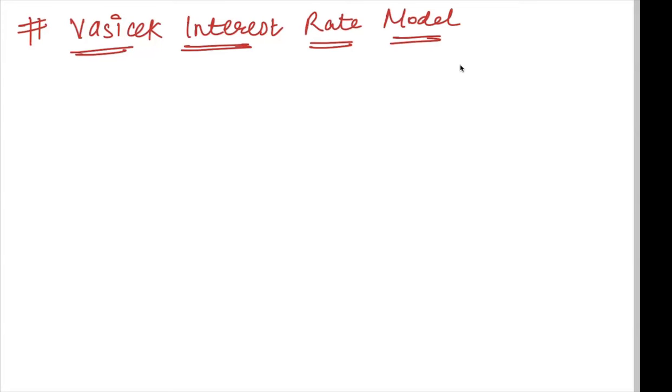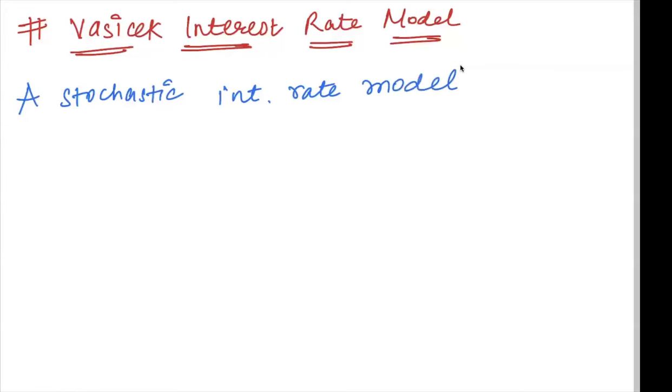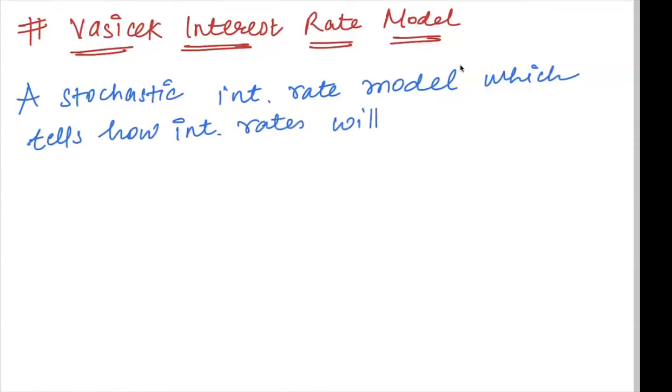So first, let's understand what a Vasicek interest rate model is. It is nothing but a stochastic interest rate model, which is a way to predict how interest rates will change over time.